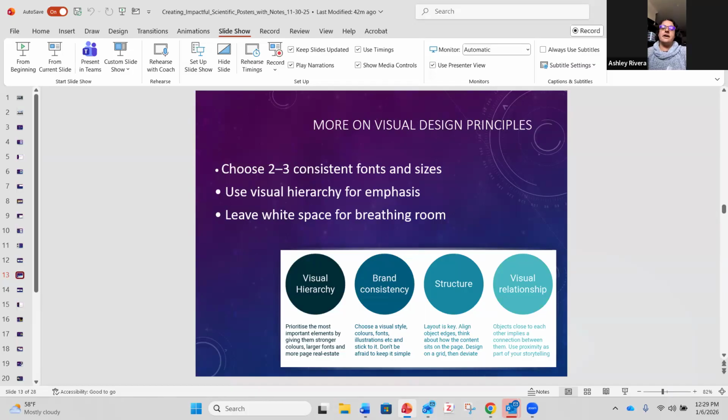All right, use visual hierarchy. Make things like titles bigger than the rest of the text on your page. That way we can know where the important pieces pull out. Leave white space, have that breathing room. All right, make sure that you give your research breathing room, let it speak for itself. Don't overwhelm us with things. Next slide.